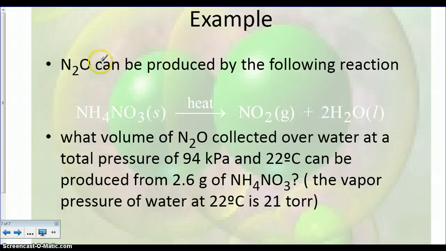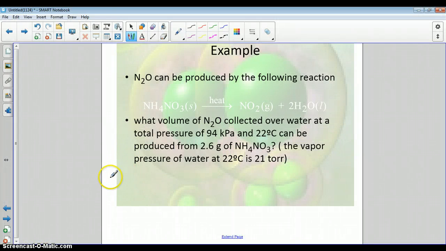Alright, so here is an example. Shows us how N2O can be produced. I'm going to go back widescreen on this. Alright, so we know that the total pressure is 94 kilopascals, and to get out of kilopascals and into atmospheres, because that's always a great standard unit to work in, we divide by 101.325, and that would give us 0.928. Okay, so that's our P total.